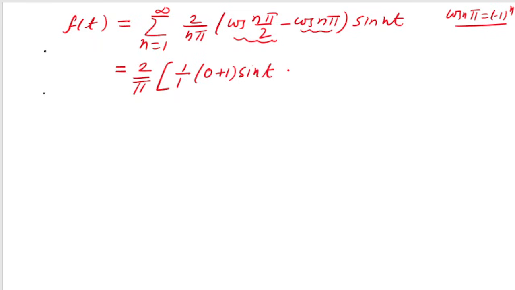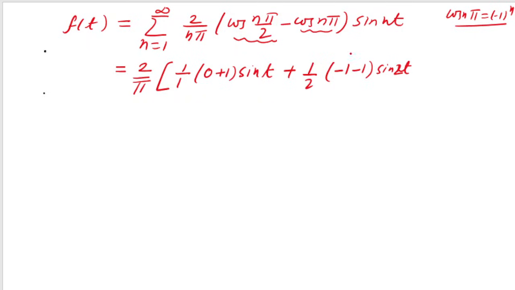If you look at the next term, I will get 1 by 2, because 2 by pi is already taken out, so it is 1 by n, so 1 by 2, and here I will get cos pi, so cos pi is minus 1, and if I take n is equal to 2 here, I will get minus cos 2 pi. Cos 2 pi is equal to 1, so I will get minus 1 again, and then I will write sine 2t. You need to do this yourself so that you don't get confused.